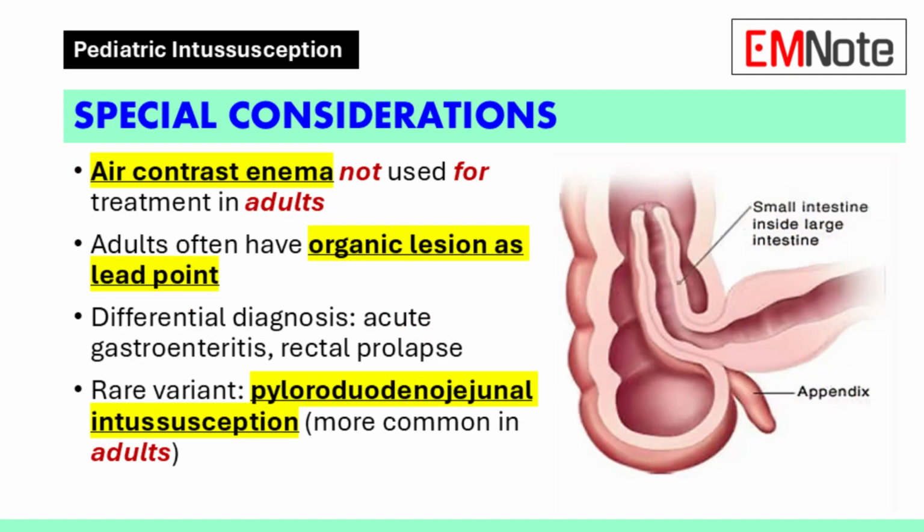Unlike children, air contrast enemas are not used for treatment in adults, due to the frequent presence of an organic lesion as the lead point. Differential diagnoses, such as acute gastroenteritis or rectal prolapse, must also be considered. A rare variant, pyloroduodenojunal intussusception, appears more often in adults. By understanding its mechanisms, epidemiology, and management options, we can improve patient outcomes effectively in pediatric intussusceptions.